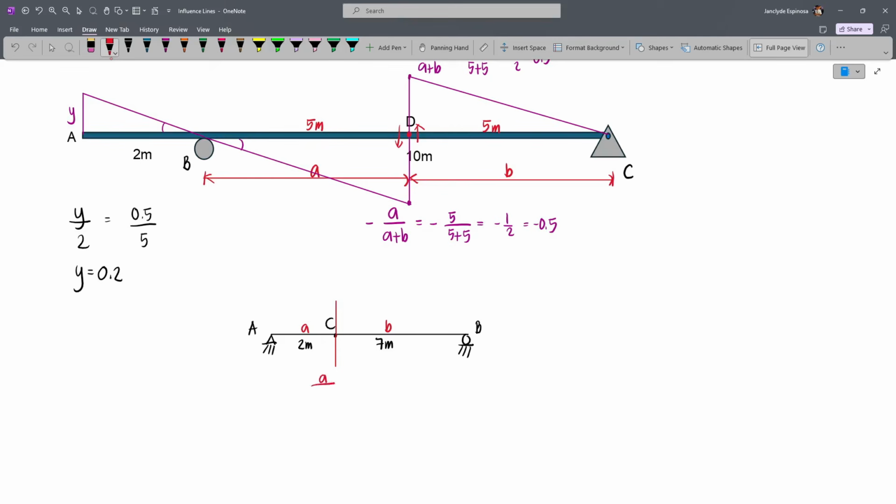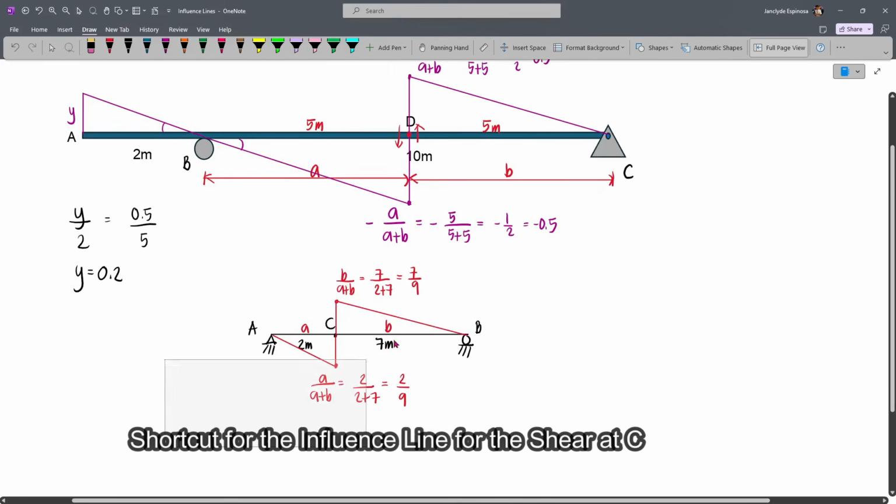So this is A over A plus B, which is 2 over 2 plus 7. So this is 2 over 9. And then for the ordinate at this point, we have B over A plus B, which is 7 over 2 plus 7, which is 7 over 9. And so these are our ordinates. And then here at the supports, we'll go back to 0. So let's draw a line from here up to B, and also here. And so this is our shortcut.